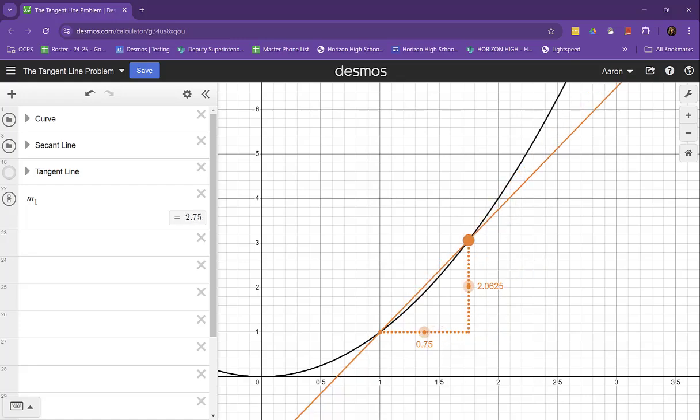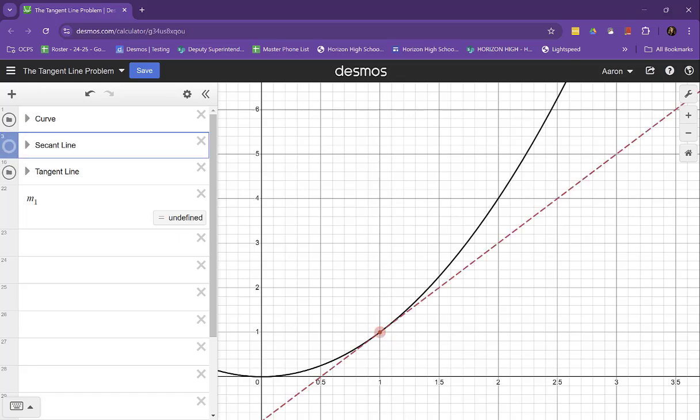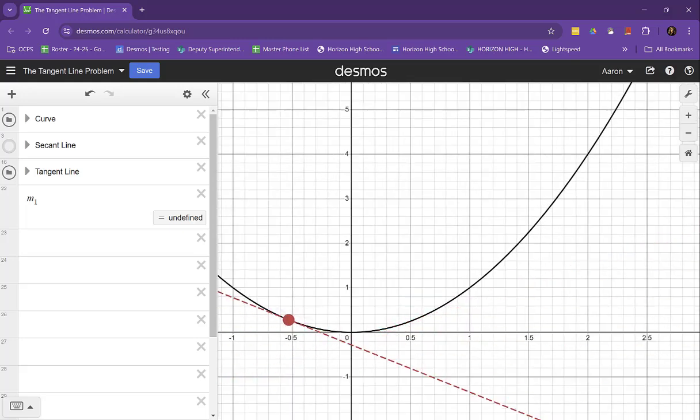But if I take this point and put it on top of this point, eventually I have a problem where the rise is zero, the run is zero, and the slope itself would be undefined. So in order to get the slope at a single point, that's where we use the tangent line. The tangent line maps the slope to the curve over the entire interval. I can move the point back and forth. Here we have a negative slope. Here we have a positive slope. The tangent line represents the slope at that point.